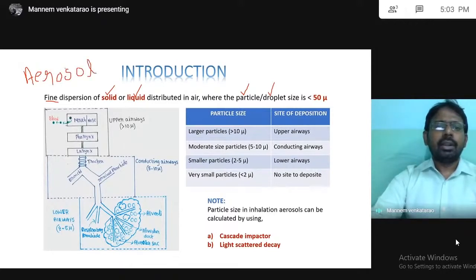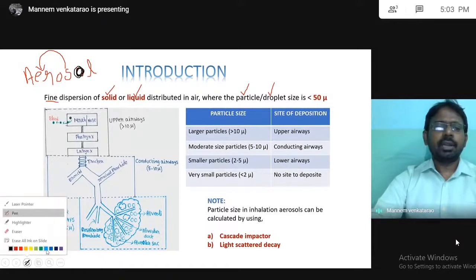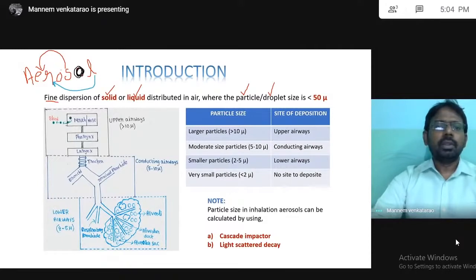So solid distributed in air is called as aerosol, or liquid droplets distributed in air is called as aerosols. So solid particle distributed in air is called as aerosol, or liquid droplet distributed in air also called as aerosol. So this particle size or the liquid droplets size must be always less than 50 micron.